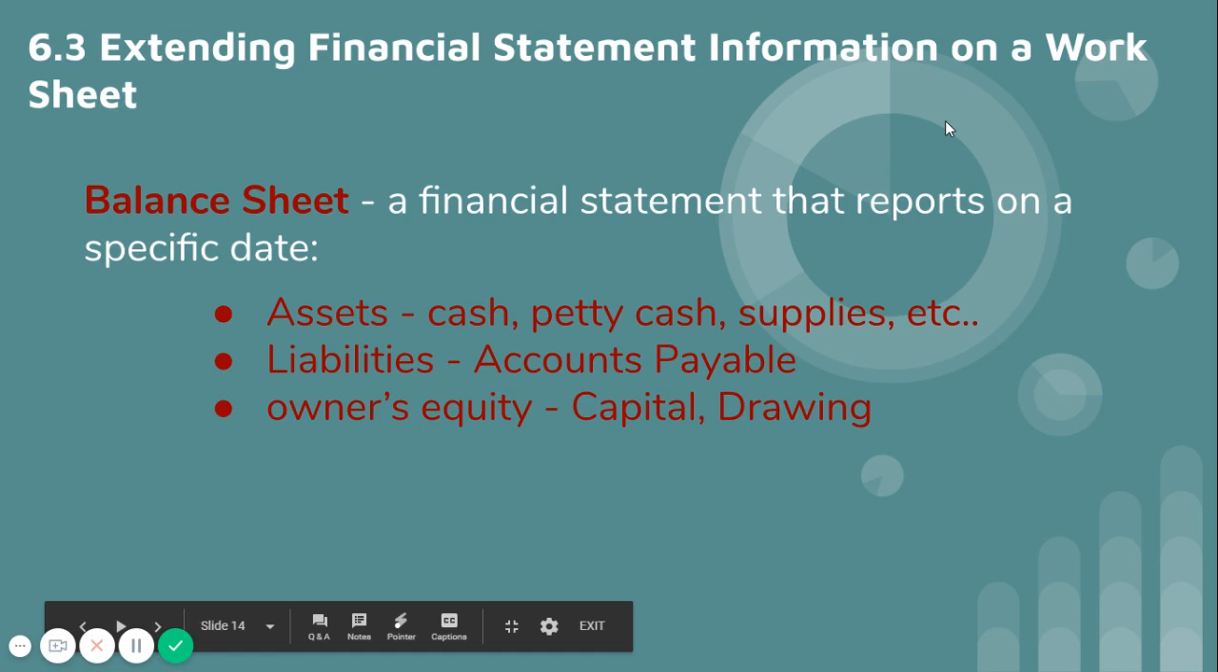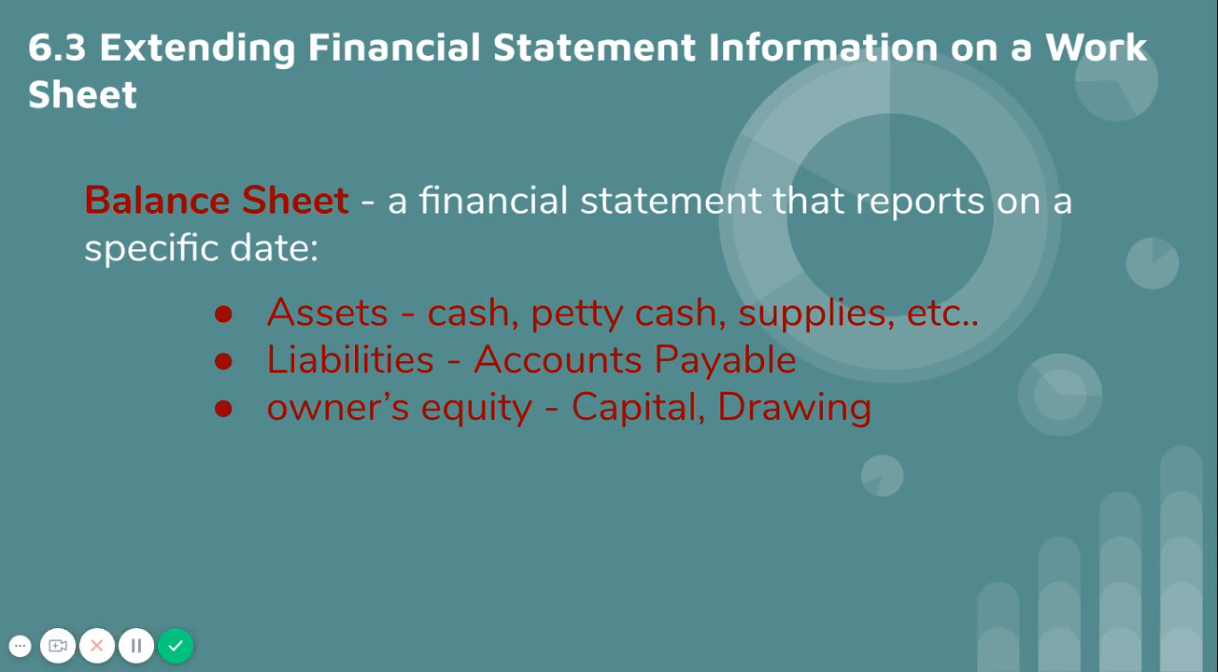Section 3, extending financial statement information on a worksheet. So the balance sheet is on the far right of our worksheet. It's the last column, debit and credit there. Balance sheet is a financial statement that reports on a specific date. So what's listed in our balance sheet is our permanent accounts, which would be assets, liabilities, and owner's equity.